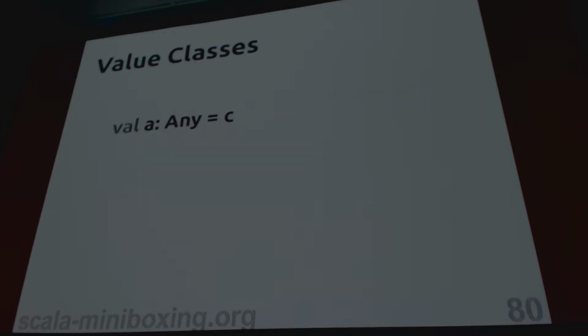But now, of course, everything in Scala is a subtype of Any. So we can assign an instance of a complex class to an Any. So how does this get translated?